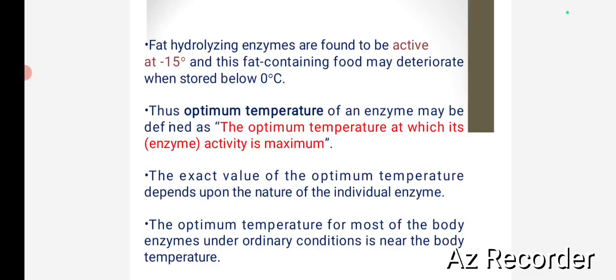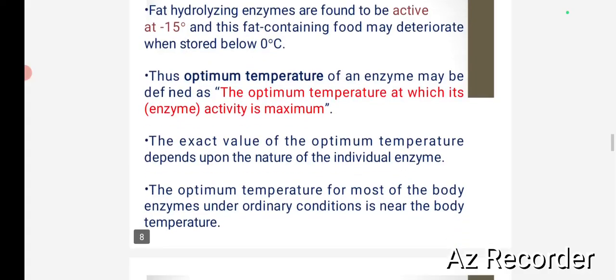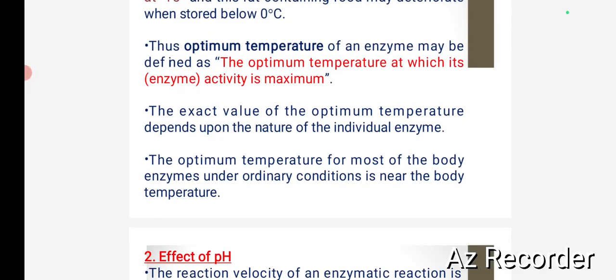Thus, the optimum temperature of an enzyme may be defined as the temperature at which its enzyme activity is maximum. The value of the optimum temperature depends upon the nature of the individual enzyme. The optimum temperature for most of the body enzymes under ordinary conditions is near the body temperature.